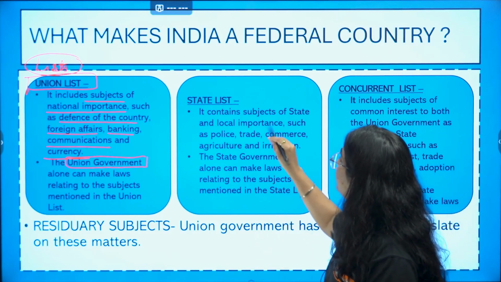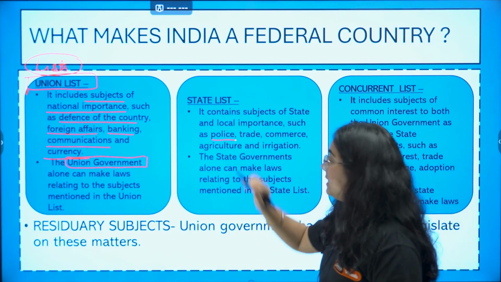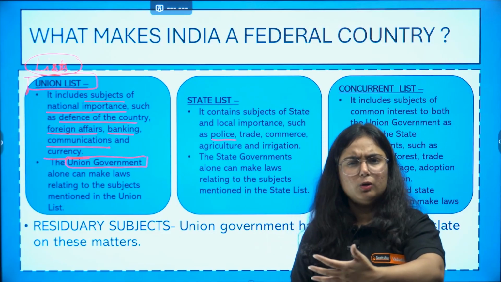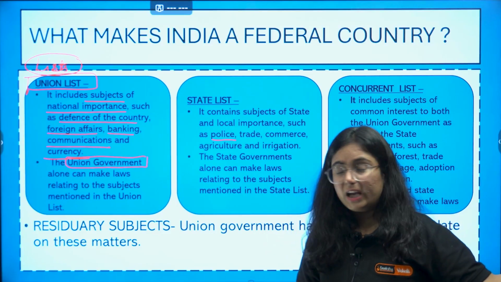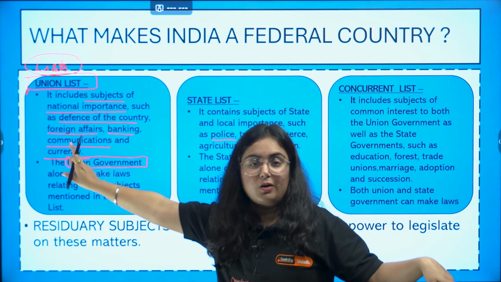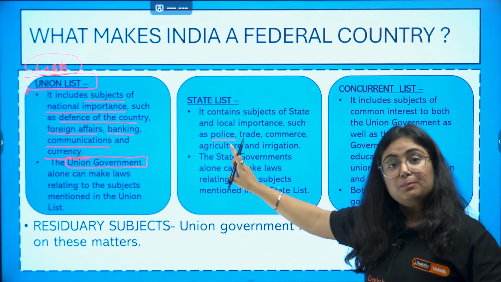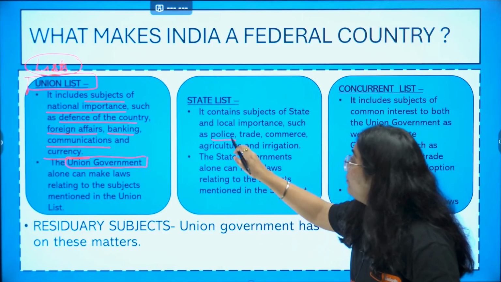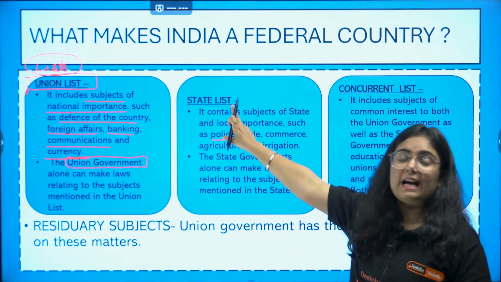Now, coming to the next list, subjects of state or regional importance are listed in the state list. For example, police. We call it police of Karnataka, police of Tamil Nadu. We don't call it police of India, whereas we do say Army of India, Indian Army. Here we call it police of Karnataka, Tamil Nadu, Kerala, etc., because the police subject lies in the state list.